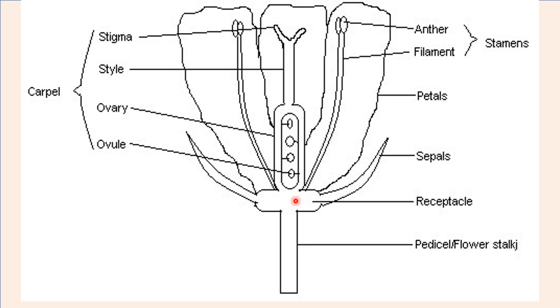Then after that we have the receptacle, this part here. The receptacle holds most of these flower parts. Then we have this part here called the pedicel, or the flower stalk. This one is the one that holds the entire flower.